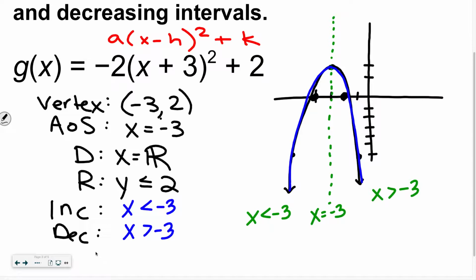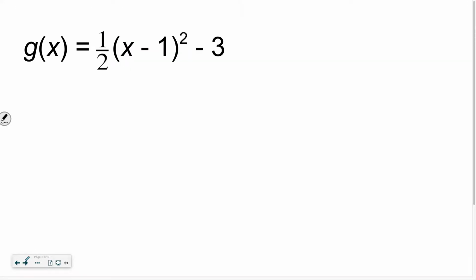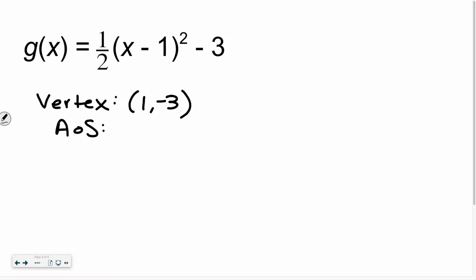Okay, I'll do one other example because I want to show you what to do if you have a vertical shrink instead of a vertical stretch. So we'll do another example here. This new g of x is going to be g of x equals 1/2 times the quantity x minus 1 squared minus 3. So start with my labeling. My vertex is (1, -3). My axis of symmetry is x equals 1.